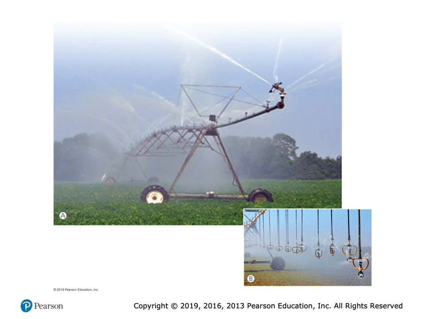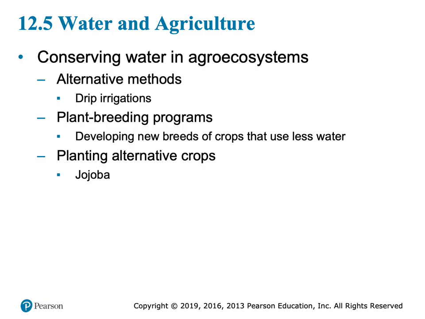Other conservation water techniques in agroecosystems. The big one here is drip irrigation, and that's your blank under letter C, conserving water in agroecosystems. In these irrigation systems, pipes with small openings at the base of each plant feed water to the root zone, which avoids the dry air above the field where the water could evaporate. There are also plant breeding programs to try to develop new breeds of crops that use less water, and again, planting alternative crops.